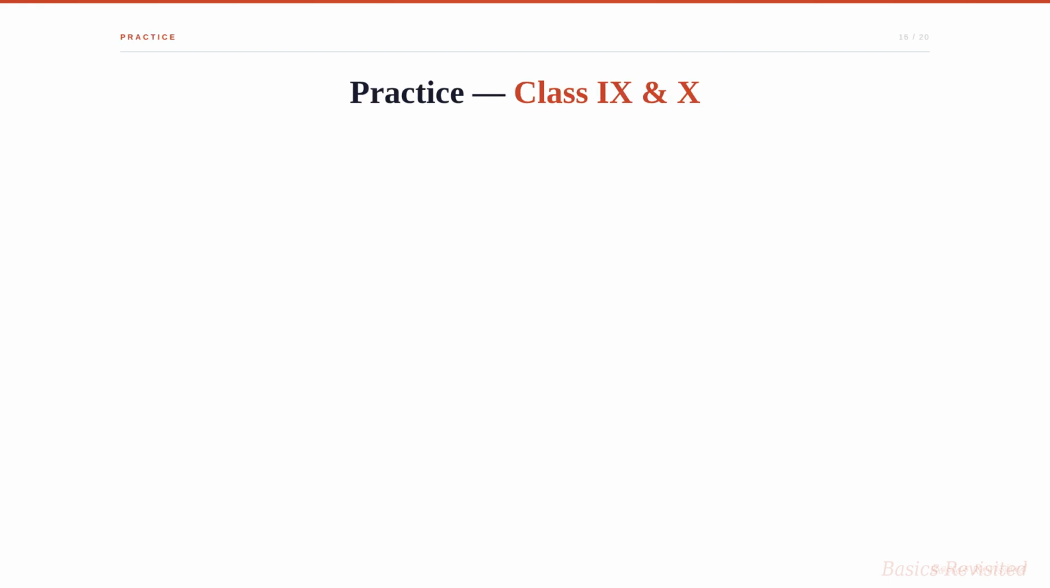Practice questions, Class 9 and Class 10 level. Question 1, Class 9. Solve x squared minus 7x plus 12 equals 0. Factorizing gives (x minus 3) times (x minus 4) equals 0. Roots are x equals 3 and x equals 4.